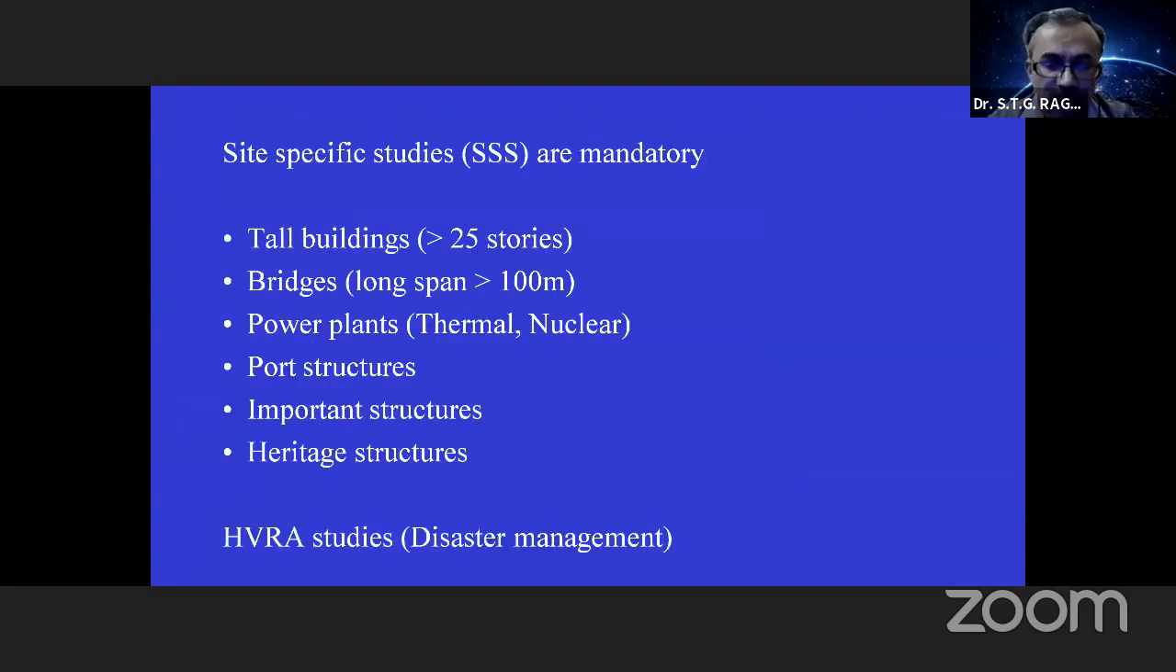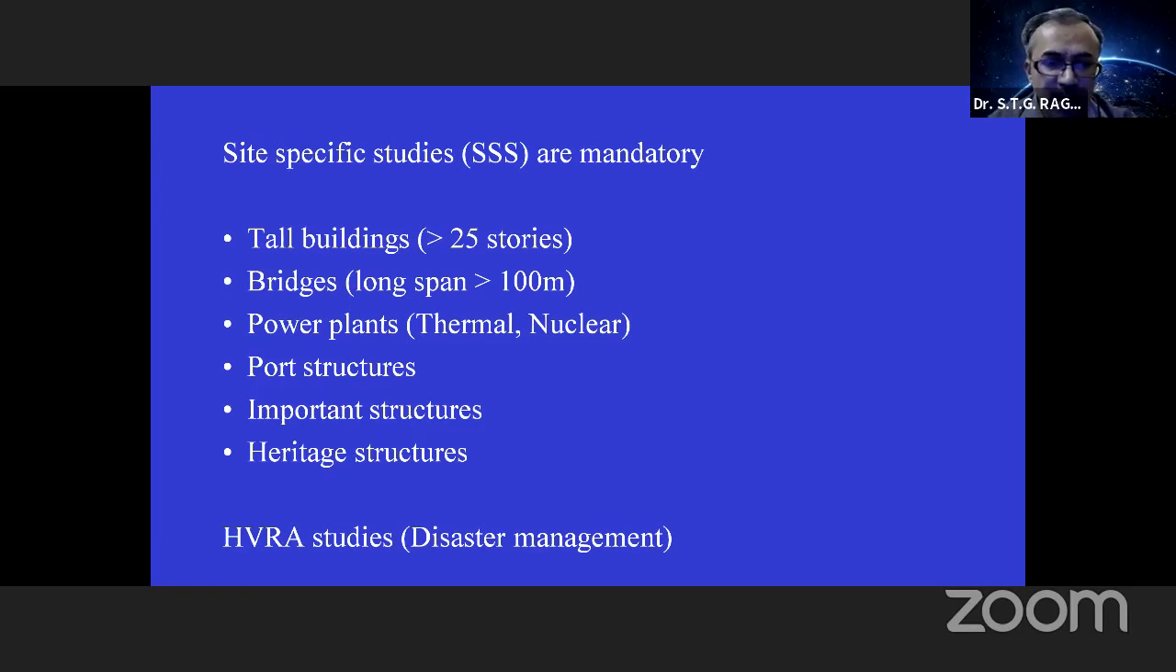Apart from this, most of you may know about site-specific spectra. Nowadays these are mandatory, and many clients are asking for them. Suppose you're building a tall building, more than 25 or 30 stories. Generally people ask whether you have done the site-specific spectra or not. Our code says you have to do the site-specific spectra also, compare with the IS recommended spectra, and whichever is higher, you should use in the design.